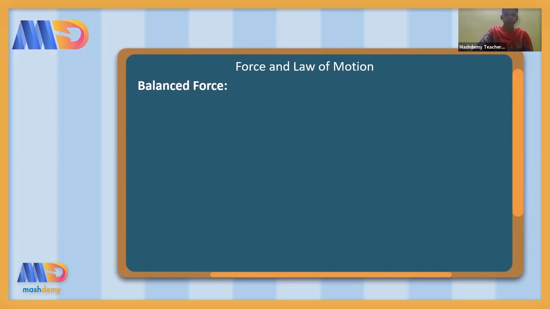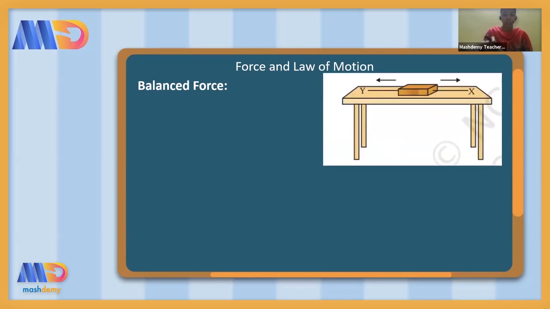So tell me, in this case what happens. Here we have a wooden block on a table. What happens here? There are two ropes, X and Y, tied on both sides of the block. Let's say, for example, there is a 10 gram weight hanging here, and on this end also we have a 10 gram weight. So what happens to the wooden block here?